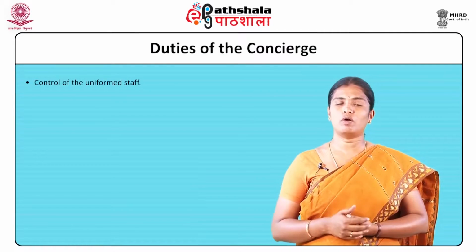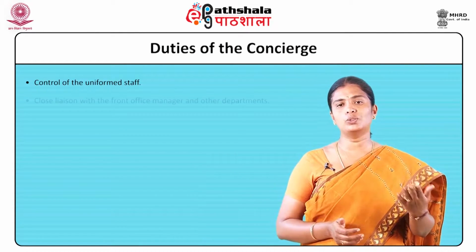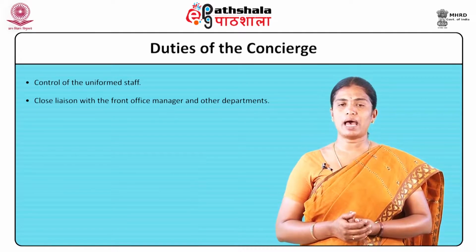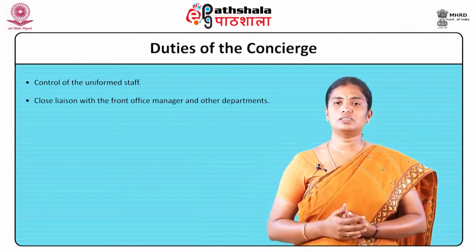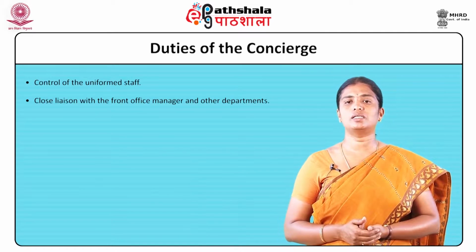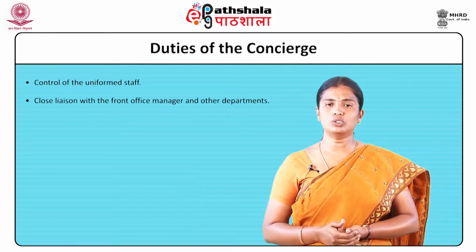The head hall porter is in charge of all the uniformed staff in his section, the concierge, and normally works from a desk in the main lobby. The following are some of the duties and services for which this team is responsible: control of all the uniformed staff, and close liaison with the front office manager and other departments, namely the housekeeping department, security department, and so on.